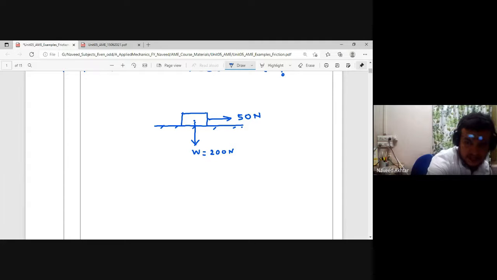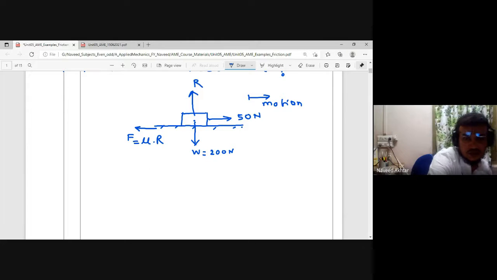Okay, and motion is in this direction. The motion will show the motion in this direction. So you know that the frictional force always opposes the motion. The frictional force will be on the contact surface, that is F. And you know that F is equal to mu into R. The normal reaction is opposite to the vertical, that is R.